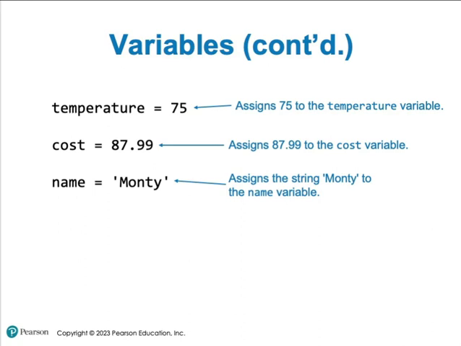Here are some examples. In the first one, the variable temperature gets set to the integer 75. In the second line, the variable cost gets set to 87.99, which is a floating point number. And then the last one is a variable named name that gets set to the string literal Monty. So those are some example assignment statements with different types of data in Python.